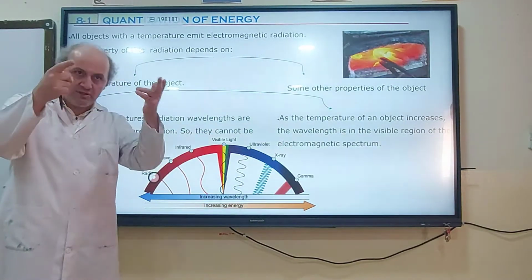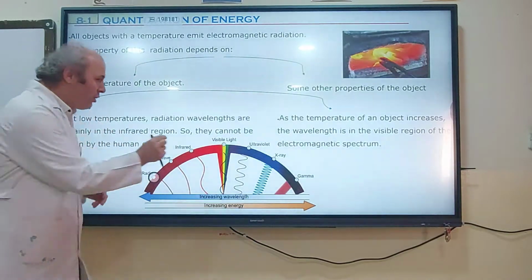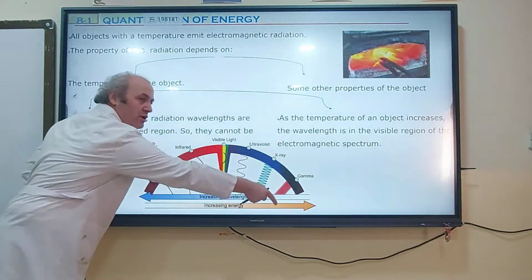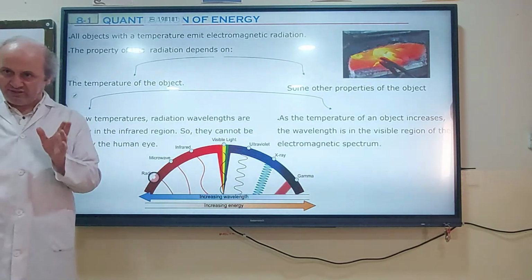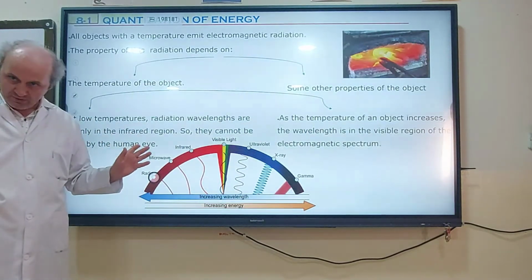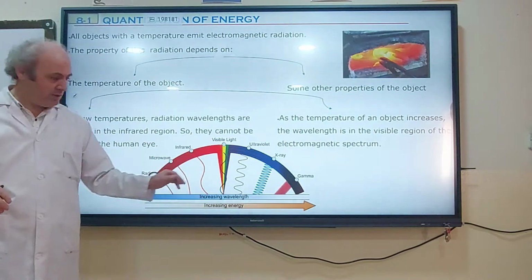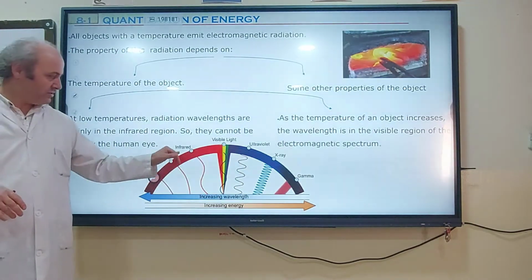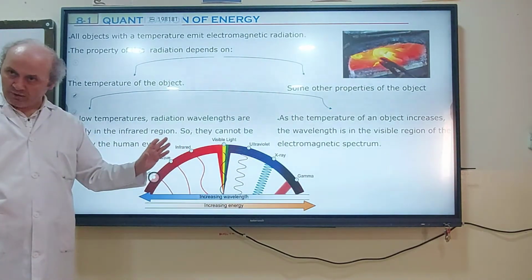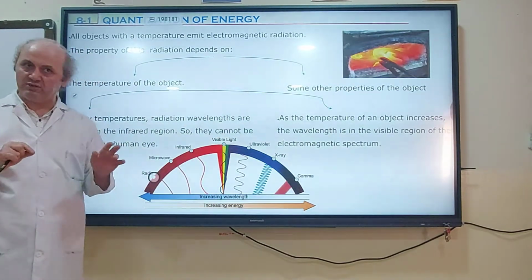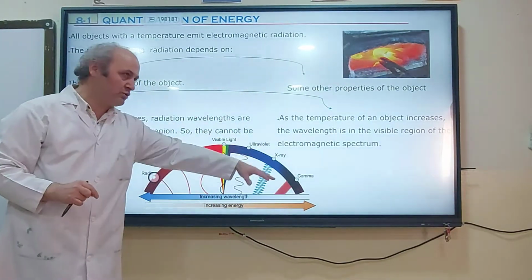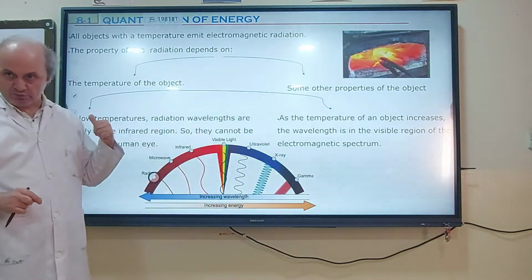Visible part, what we see, which is a very small portion of these electromagnetic waves. With 1% or less than that we can see, but the rest we cannot. Yeah, and these are invisible. Radio waves, microwaves, infrared, not visible to our eyes. Only this visible part, a small portion of the electromagnetic radiation, is visible to us.